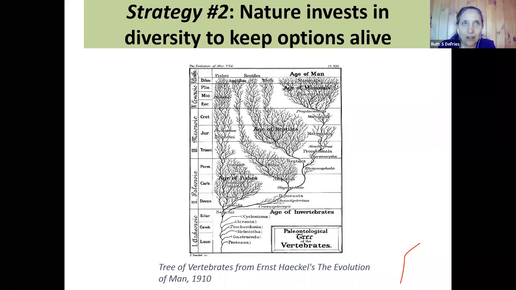So that's one strategy. Another strategy, beloved to ecologists, is that diversity is so important to keep options alive. If we look at the course of evolution, it's a march towards diversity, punctuated by periods of mass extinctions. But the reason that life has been able to persist after an asteroid crashes into the Earth or some kind of unpredictable impact like that is because nature has so much diversity. So if one species goes extinct, another species can come in its place.